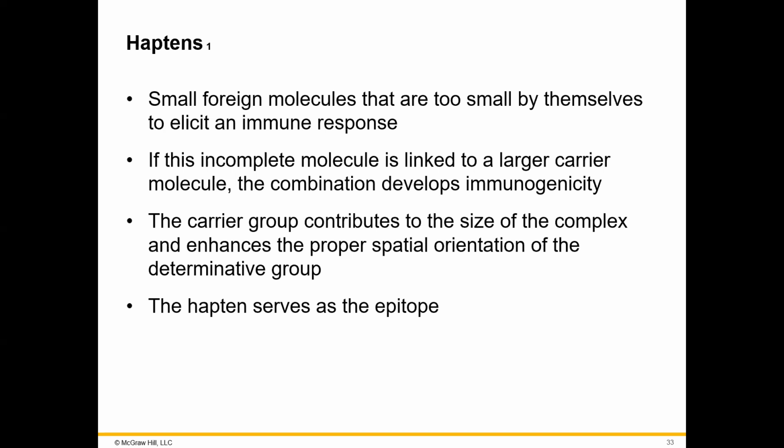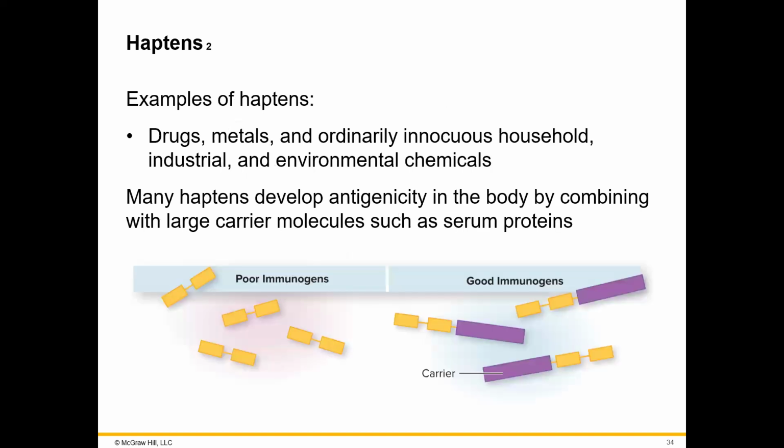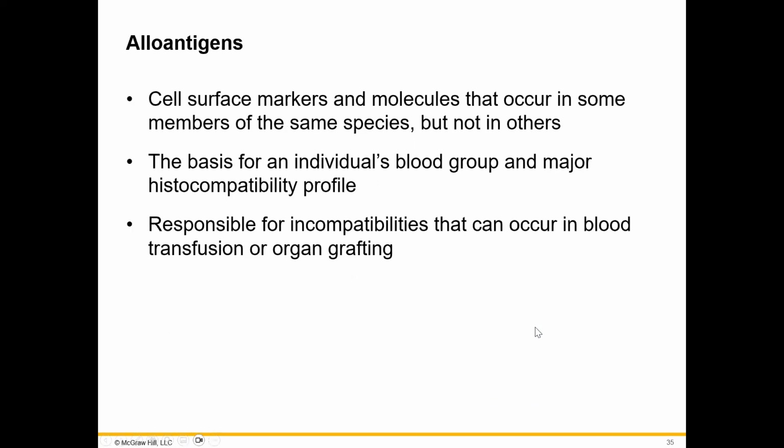So haptens include molecules like drugs, metals, and ordinarily innocuous household, industrial, and environmental chemicals. Many of them inappropriately develop immunogenicity in the body by combining with larger carrier molecules like serum proteins, for example. So here you see a poor immunogen that has bound to a carrier molecule, and then it becomes a good immunogen.